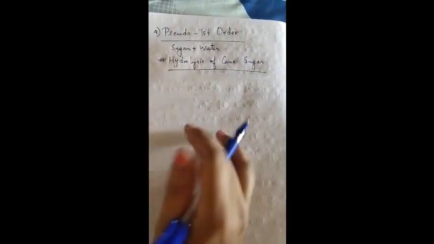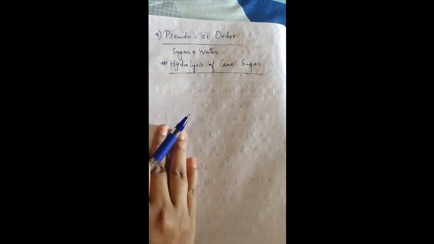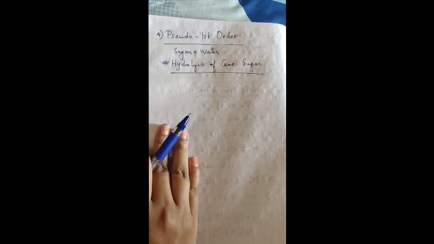So one is just avoided. For this reason the word pseudo first order is used. Two reactants are there, but the rate is affected by only one. So these are all about the order of a reaction.